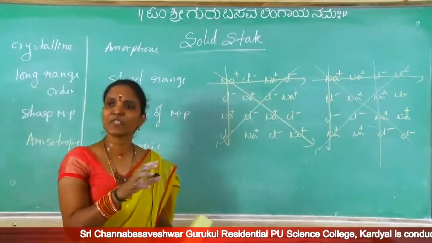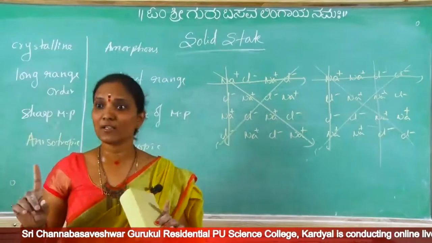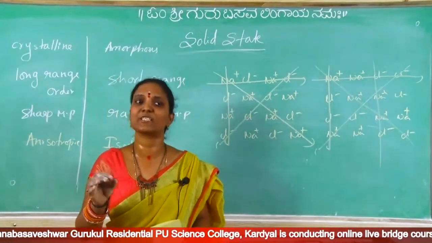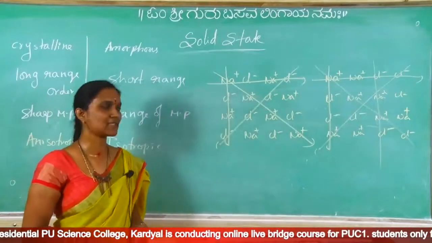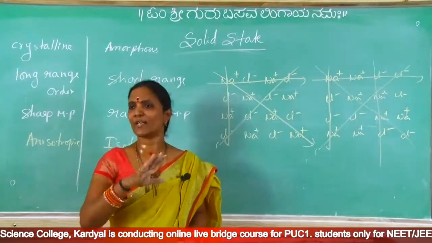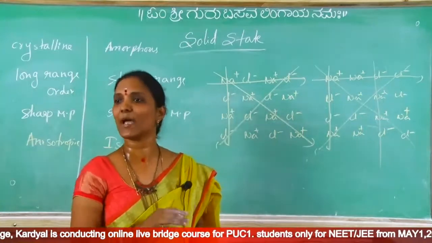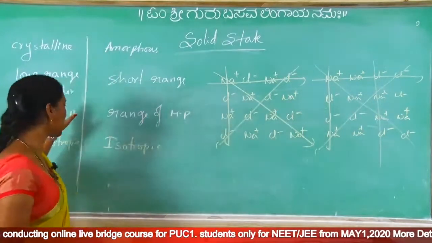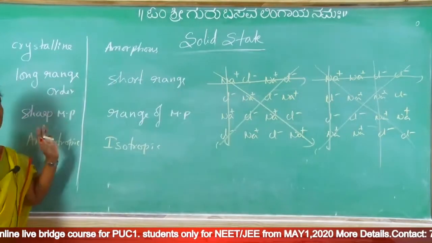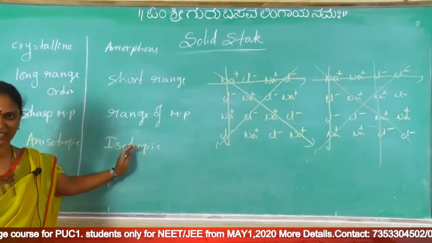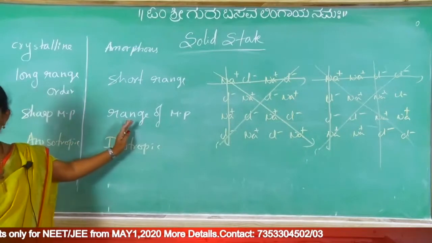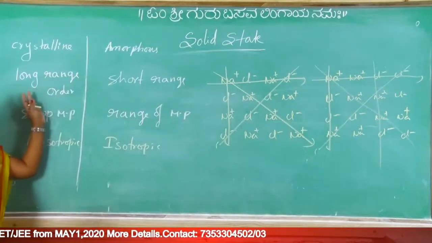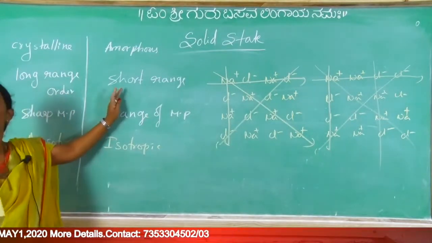And if some physical properties, not all the physical properties, like refractive index and conductivity are similar in all directions, then that nature is isotropic. So crystalline solids are anisotropic in nature, amorphous solids are isotropic in nature. Crystalline solids have a sharp melting point, amorphous solids have a range of melting point. Crystalline solids have long range order, amorphous solids have short range order.